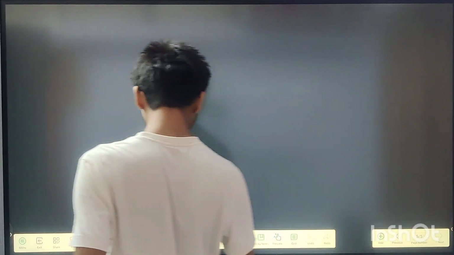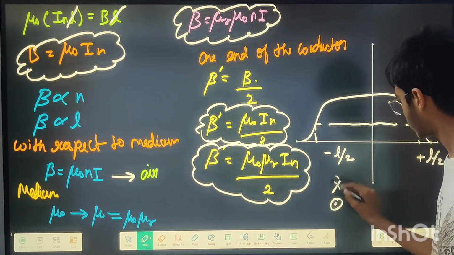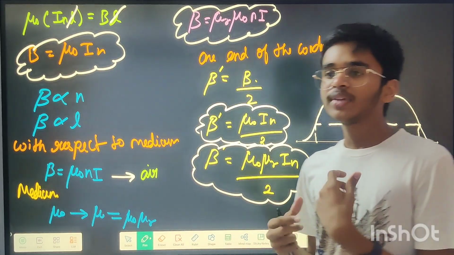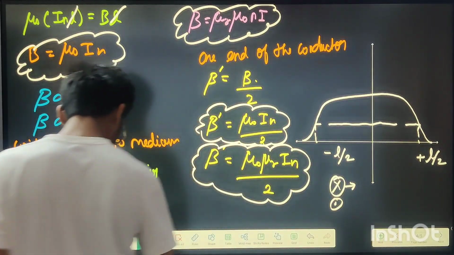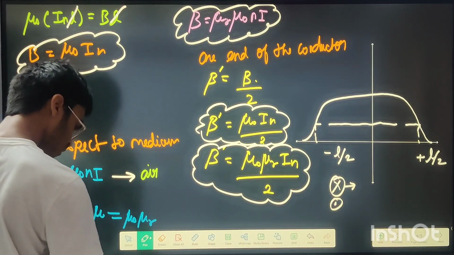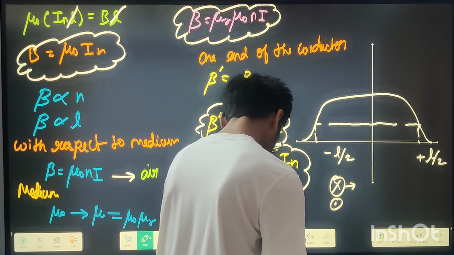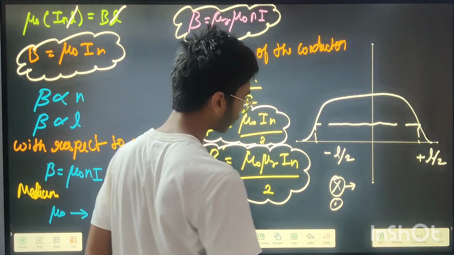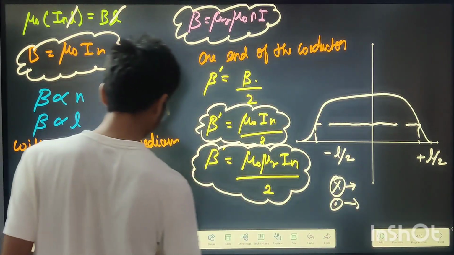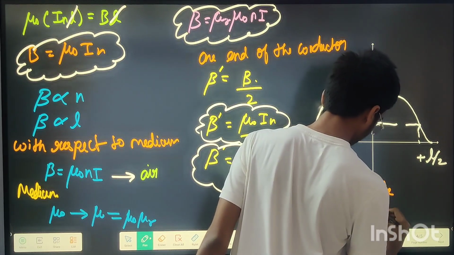Then we have to deal with this. I've already said that this cross represents the field going inside, and this dot represents the field coming outside. Yes, so the cross means it is going inside, and the dot means it is coming outside. Very basic: inside, outside.